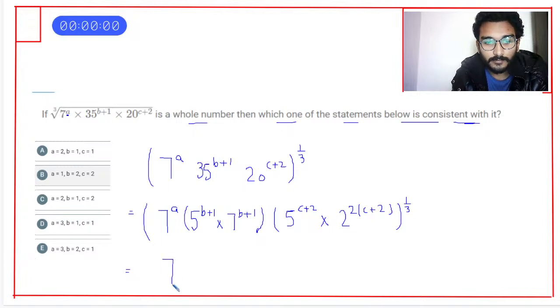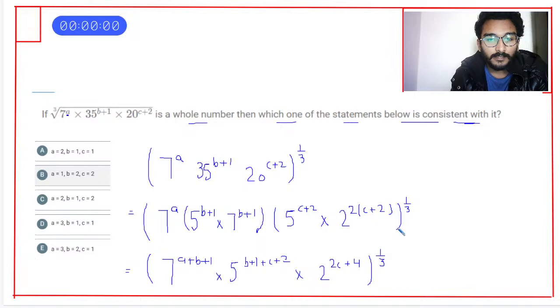So total it is 7 raised to the power how much? It is a plus b plus 1. 5 raised to the power is how much? B plus 1 plus c plus 2. And 2 raised to the power is how much? 2c plus 4. So this is the factorization of each and every number.